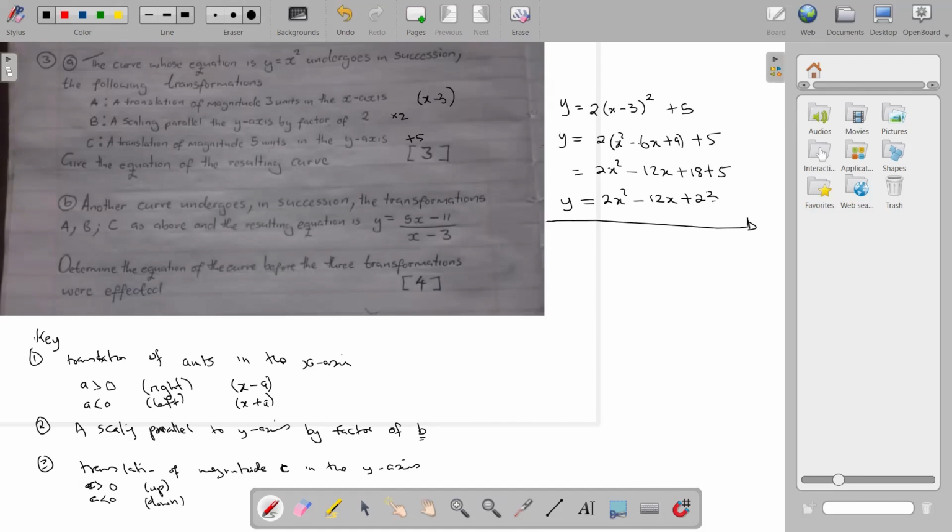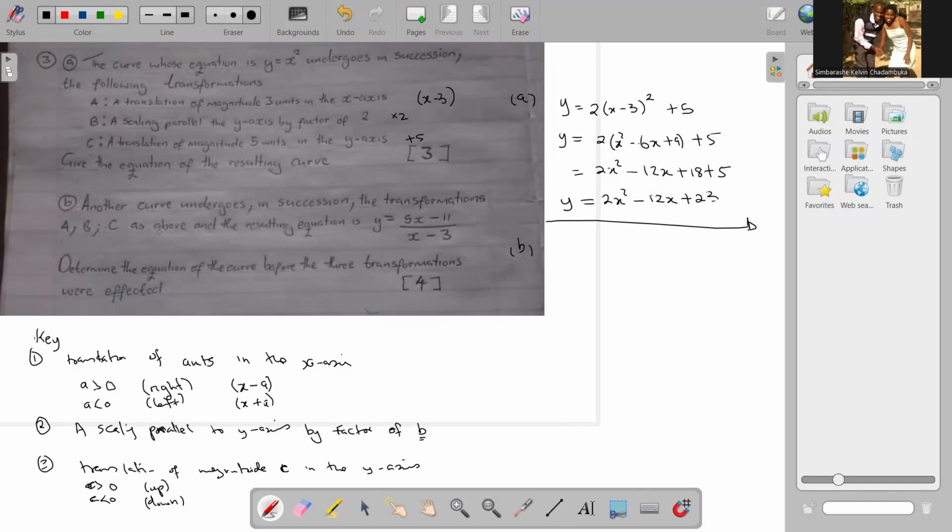This is for, then we are moving on to part B. We are moving on to part B. On part B, unlike in part A, whereby we start the sequence from first, second, third, in part B we are supposed to start from C, then go to B, then go to A.